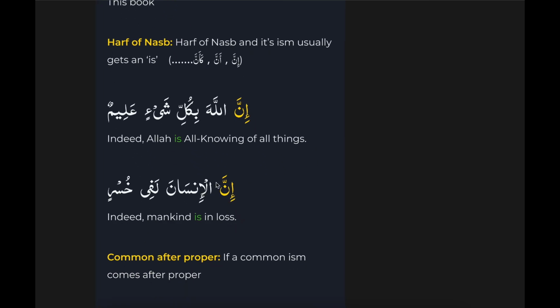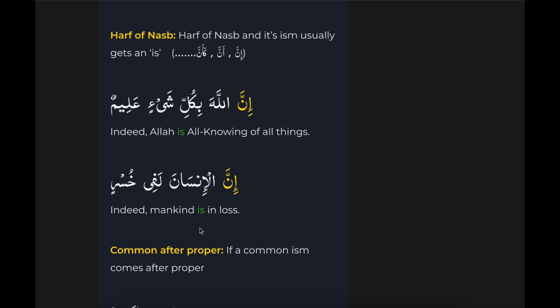Innal insana. Inna is again harf of nasab, and insana became nasab because of that. So this is a harf of nasab and its victim situation. Certainly mankind is. We can add is because this is a harf of nasab and victim situation. So certainly mankind is lafi, truly in. Fi means in. Lam is an emphasizer, if you remember. Lam is working as an emphasizer here. So truly in khusrin. Khusrin means loss. Certainly mankind is truly in loss.